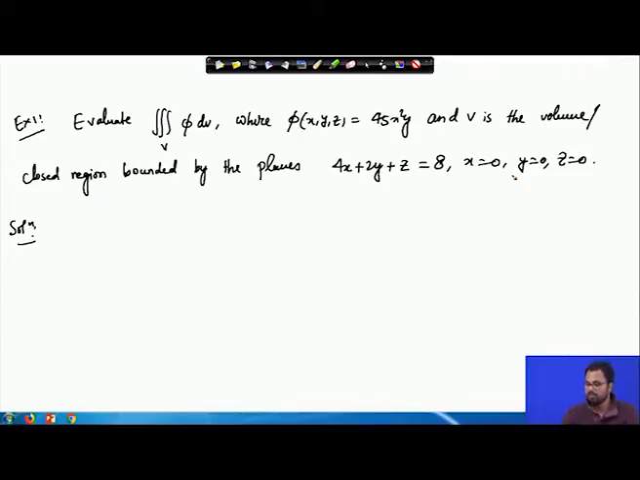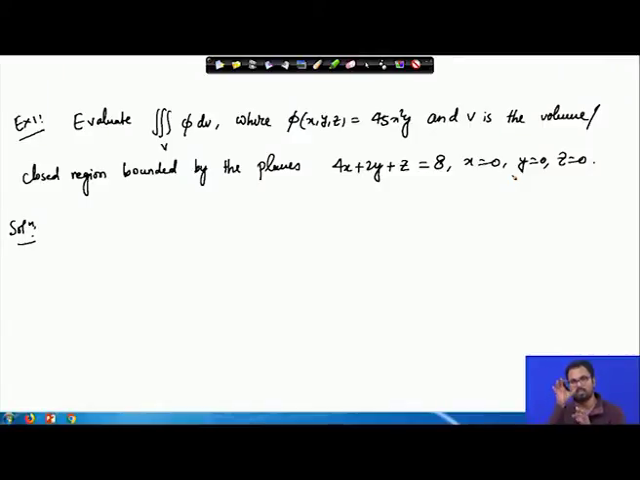So, if you want to evaluate the limits, let us say when y and z are 0, then x is varying from 0 to 2. So, the x intercept is (2, 0, 0), the y intercept would be (0, 4, 0), and the z intercept would be (0, 0, 8). So, you are getting the idea of what I am trying to say.